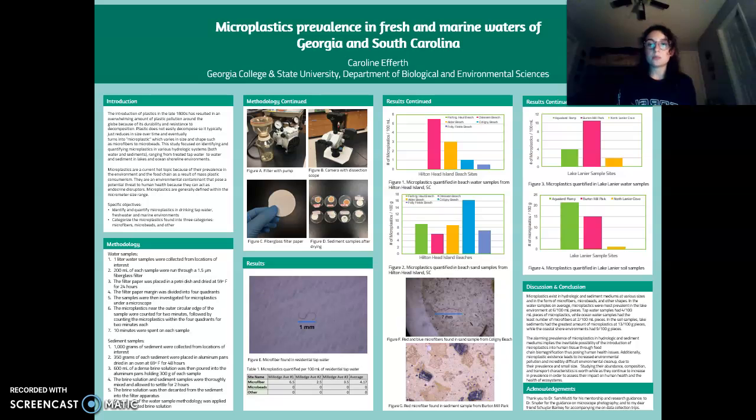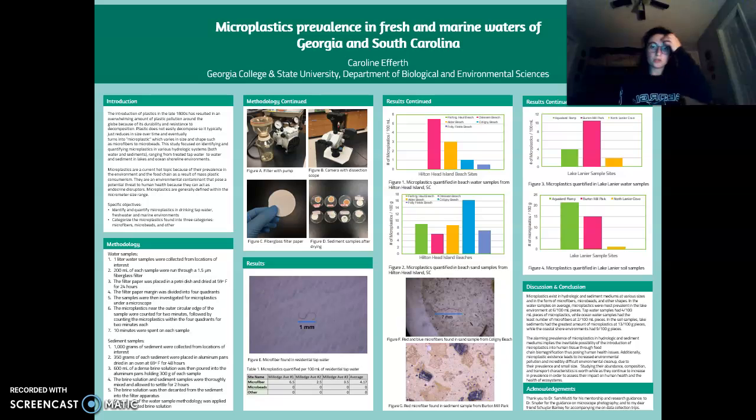In terms of the water samples, I collected a liter of water from each location, but filtered 200 milliliters through the filter apparatus shown in Figure A. The filter paper is shown in Figure C. The filter paper caught objects greater than 1.5 micrometers. So 200 milliliters of each water sample was filtered through the filter paper.